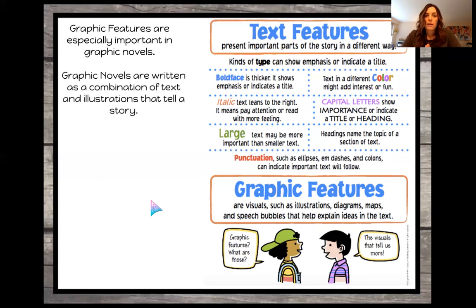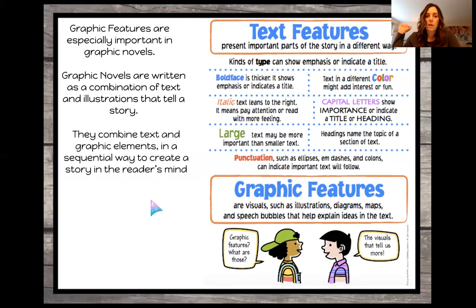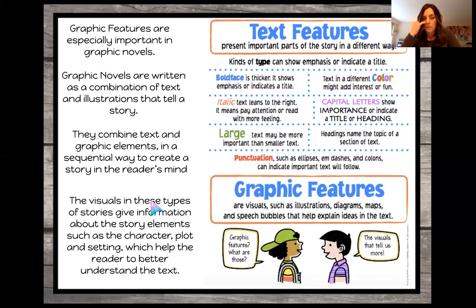Graphic novels are written as a combination of text and illustrations that tell a story. So they actually combine text and graphic elements in a sequential way. That means they're in order. And the goal is to create a story in the reader's mind. The visuals in graphic novels give information about the story elements. So they help to give information about the character, plot, and setting. And that in turn helps you as a reader to better understand the text.